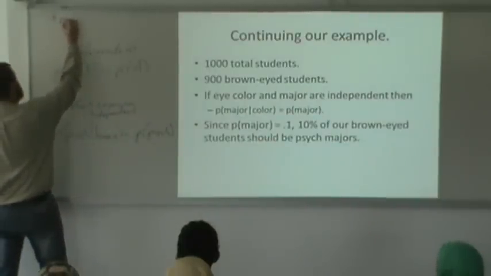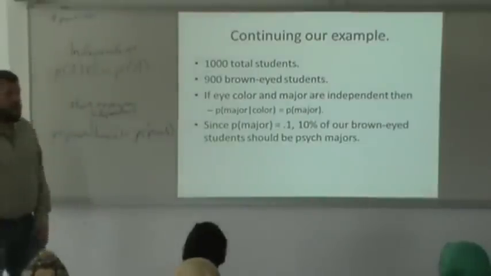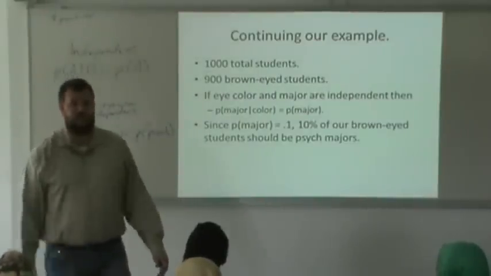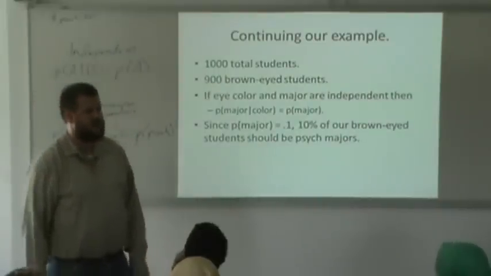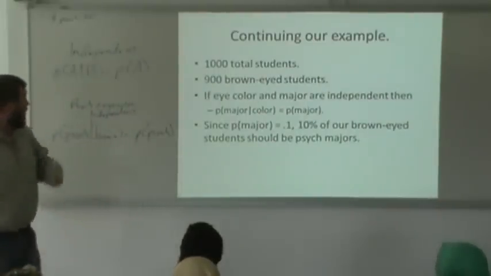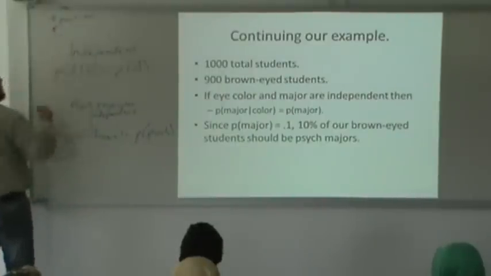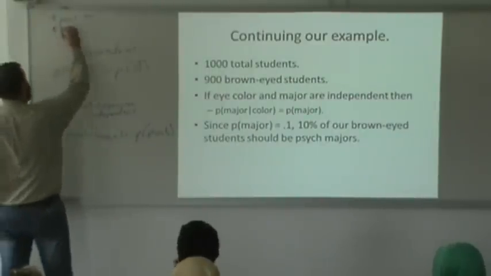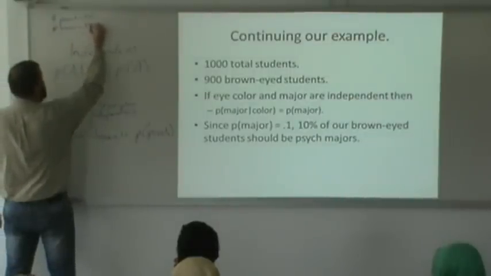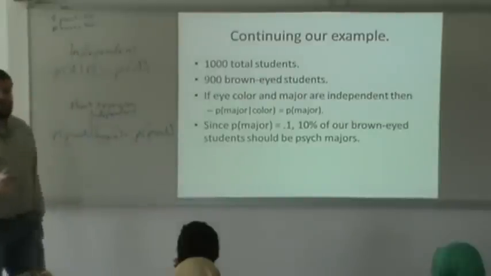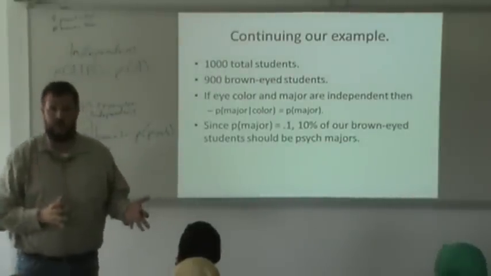Number psych is equal to 100, right? We said that 90% of our students have brown eyes. I think that's fairly reasonable in Turkey. 90% of you have brown eyes. So how many? What's the number? Number brown? Is it 90? 900, right? 90% of 1,000 is 900.